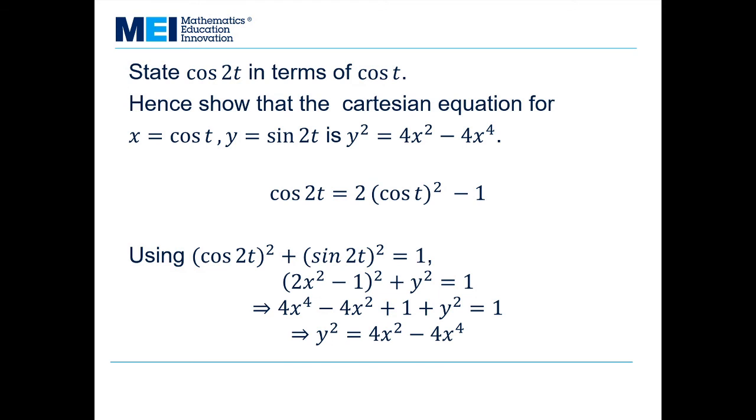Just looking through that written up neatly. So I started with my cos 2t equals 2 cos t squared minus 1, which you might have written as 2 cos squared t minus 1, but I'm choosing to make it very explicit what's going on in case I'm entering this into my computer algebra system. And then using the fact that cos squared plus sine squared equals 1, I can substitute my x in for my cos t just here, and I can substitute my y in for my sine 2t just here, rearrange, and then I get the desired result.